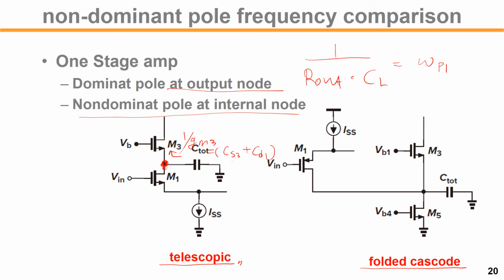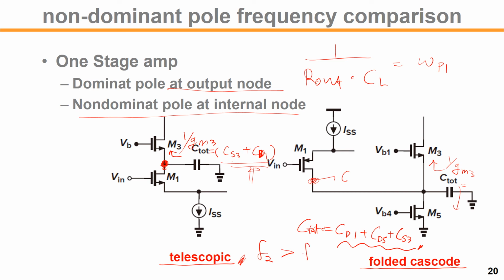For similar size, we have 2x larger parasitic capacitance than a single transistor's parasitic. For the folded cascode, on the other hand, the impedance looking up is 1 over Gm3, similar, but the capacitance is larger than the telescopic because we have input parasitic. So C total here is CD1 plus CD5 plus CS3, the source node parasitic. So we have three devices' parasitics coming in here, whereas in the telescopic, two devices contribute the parasitic capacitance. As you can imagine, the telescopic second pole location will be higher than the folded cascode, right?